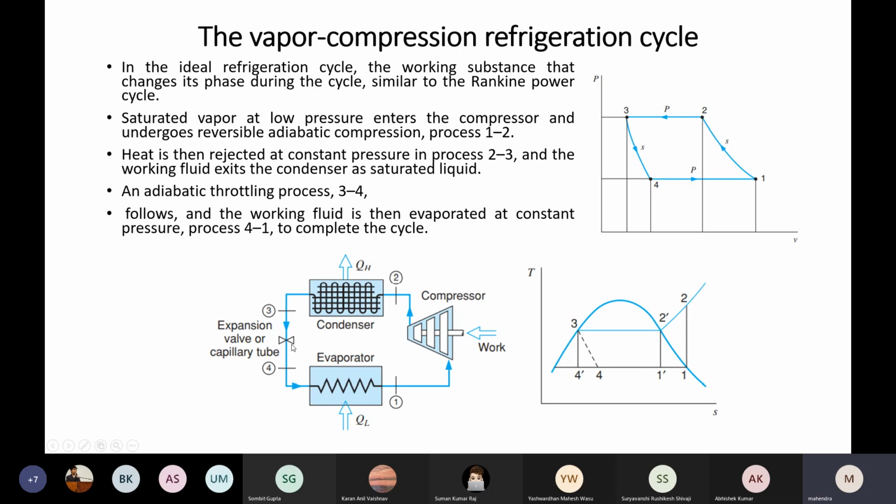That's why we are not taking any work from this device. This is negligible work, so we are not taking it. The only thing is we have to supply work over here. That is the reason this is the refrigeration cycle, which is sucking the heat from low temperature and pushing it to high temperature. These are similar, but the only difference is that in the Rankine cycle you follow the clockwise direction, and here you follow the anti-clockwise direction.